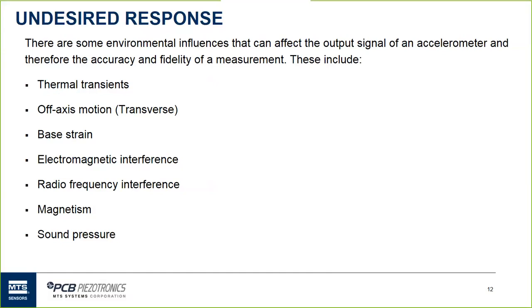So low noise cables combat that, and certainly off-ground mounting the accelerometer combats that as well. Magnetism, such as in medical instruments, can influence that, so certain materials need to be considered if used in those environments, particularly materials that aren't subjected to or cannot be magnetized, like the Monel family. Sound pressure, depending on the level of sensitivity, if you're looking at seismic level acceleration events that are sub 1G, certainly sound pressure can influence that as well.